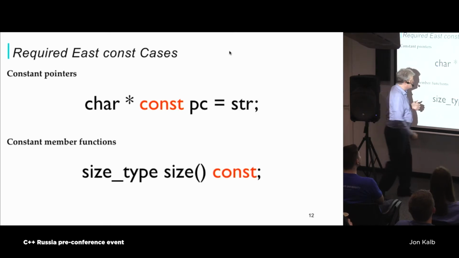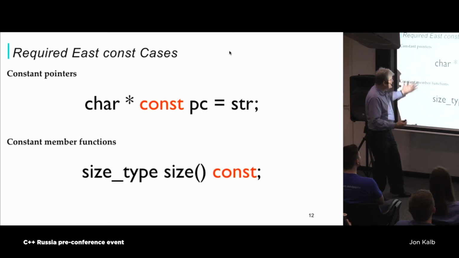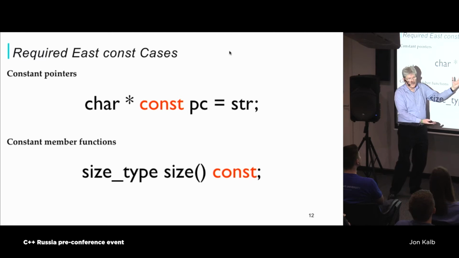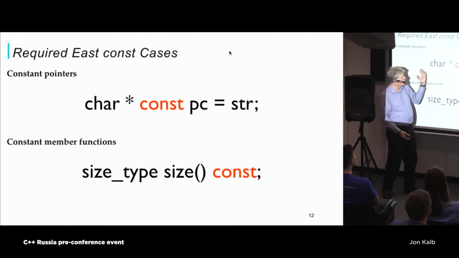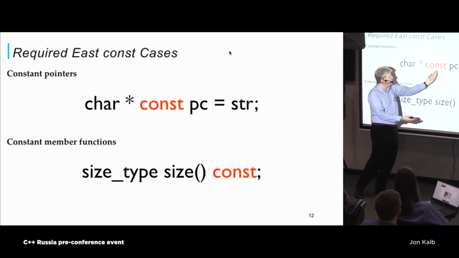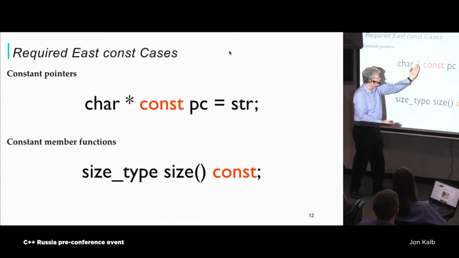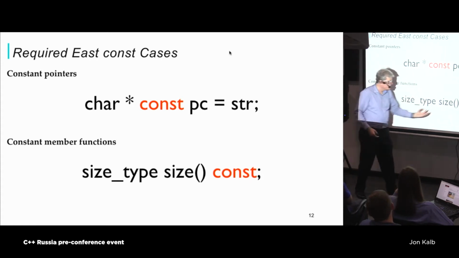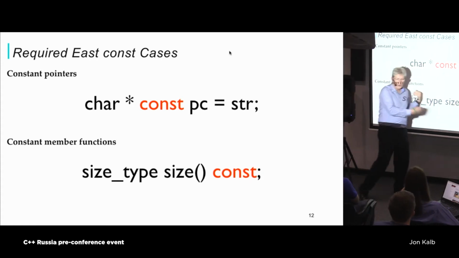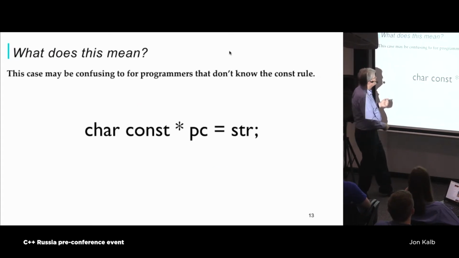Okay? All right. And now there are some things in the language where you must be East const. If you're declaring a pointer, as we just talked about, the const must be to the right of what it declares. And if you have a member function, then const again has to be to the right of what is const.